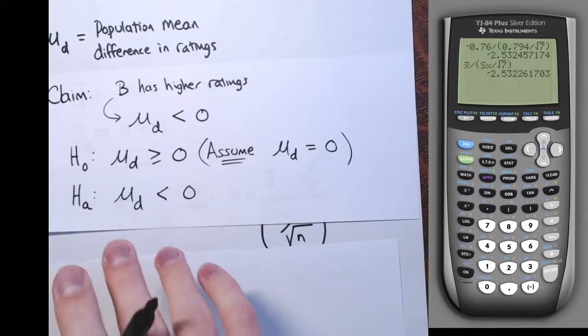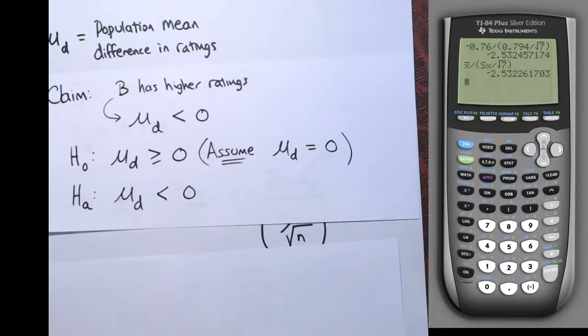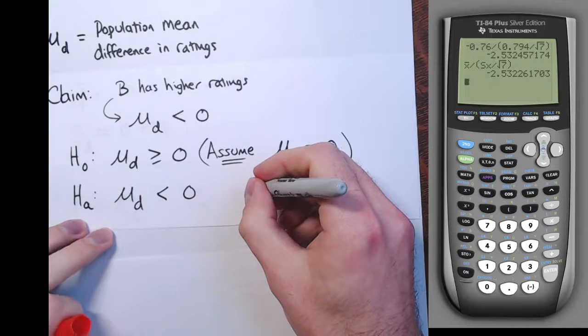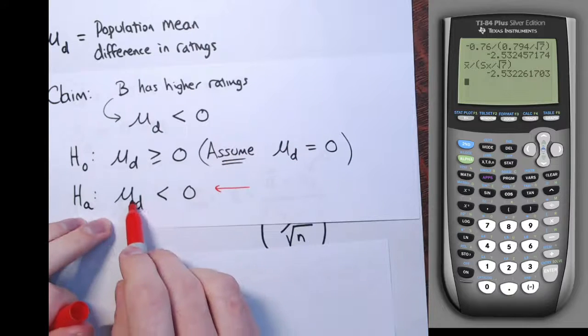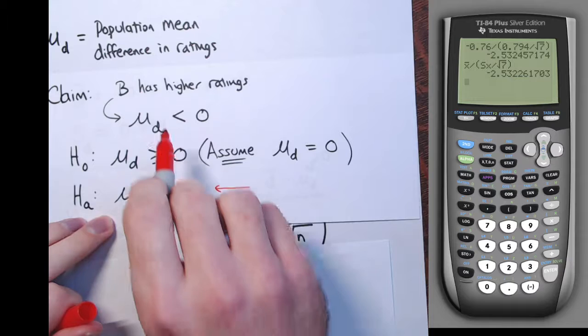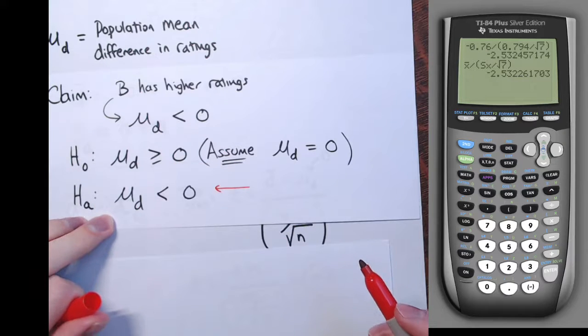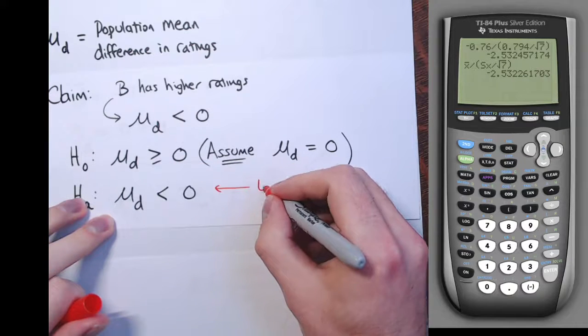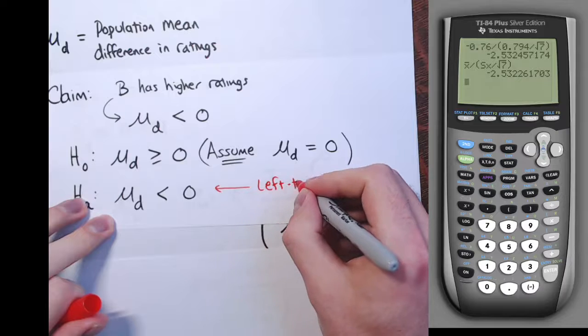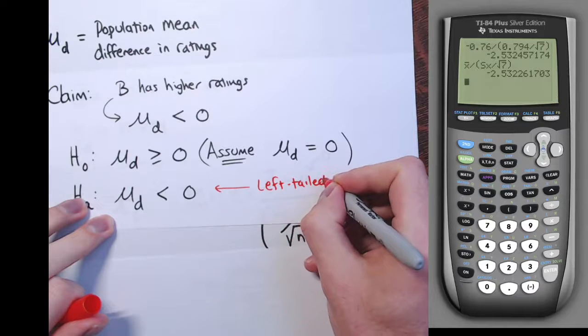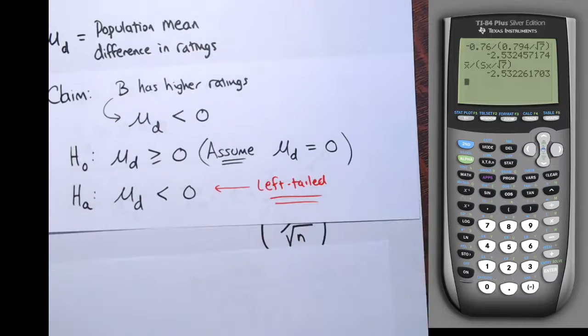And I didn't mention this earlier, but hopefully you noticed. The alternative hypothesis is that mu d is less than 0, right? That station B has higher ratings. This would be then a left-tailed test. And remember how you calculate the p-value is dictated by what kind of a test you're running.